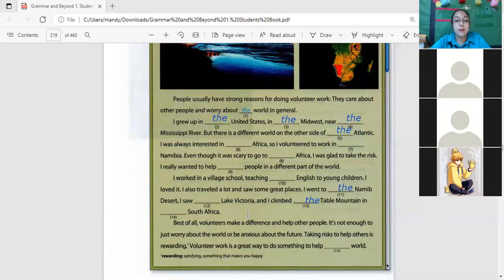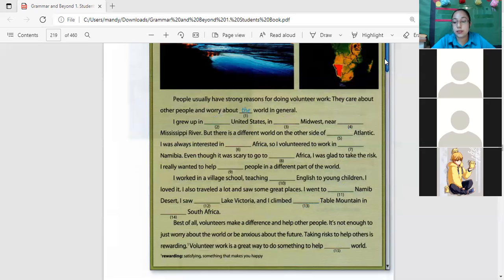Without. Okay. Best of all, volunteers make a difference and help other people. It's not enough to just worry about the world or be anxious about the future. Taking risks to help others is rewarding. Volunteer work is a great way to do something to help the world. Okay, to help the world. Yes. Okay, in that case, we use the article. Rewarding is when you're satisfied about something or someone, and this makes you happy. Okay, so this is the use of the article, the, yeah? Okay, excellent.